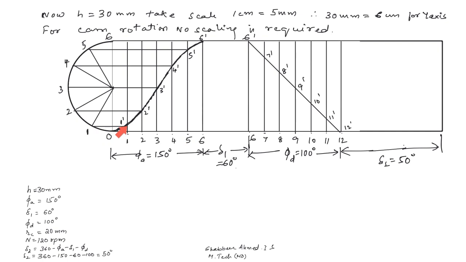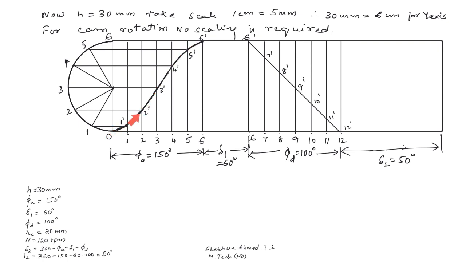Then from 1 you draw a line until it intersects with this vertical line 1. Then from point 2 you draw another horizontal line until it intersects this vertical line 2. Call this point 2 dash, and this is 1 dash. Then from 3 you draw another horizontal line until it intersects the vertical line 3, and that point of intersection is 3 dash. Similarly from 4 you get 4 dash, from 5 you get 5 dash, from 6 you get 6 dash. If you join these points with a smooth curve, you will get the curve.